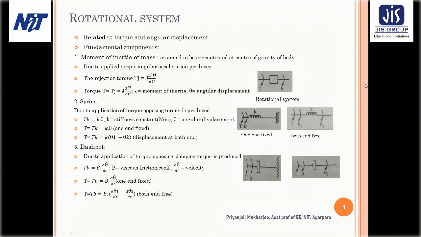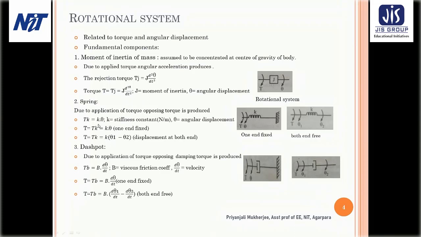Now, due to the application of this torque, capital T, it produces an angular acceleration, and the reaction torque T_J is equal to J into d square theta by dt square, where theta is the angular displacement and d square theta by dt square is actually the angular acceleration. So from Newton's law, we can say T is equal to T_J equal to J d square theta by dt square, and J is the moment of inertia.